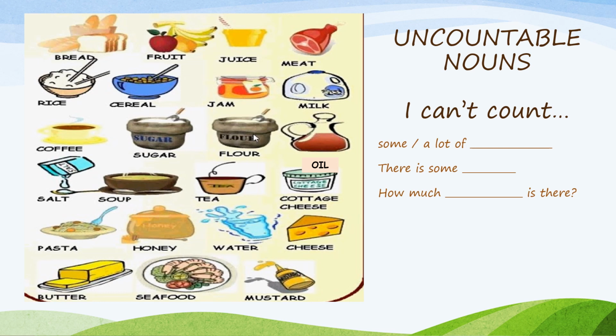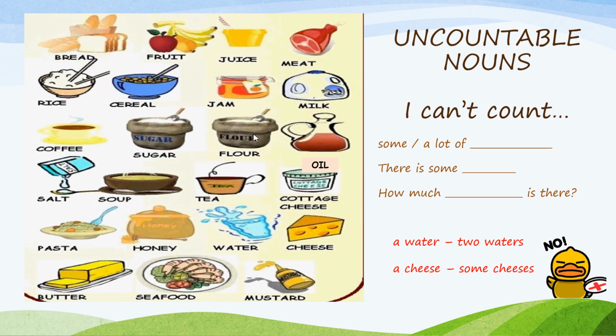Now when we ask question, we use how much instead of how many. So for example, how much pasta is there? How much coffee is there? Okay? So remember, for uncountable nouns, we can't use 1, 2, 3 in front. Okay? We don't say a water, 2 waters. We don't say a cheese, some cheeses. No, we don't add an s to the noun because they are uncountable. We don't count them.